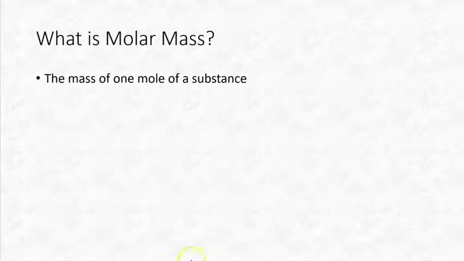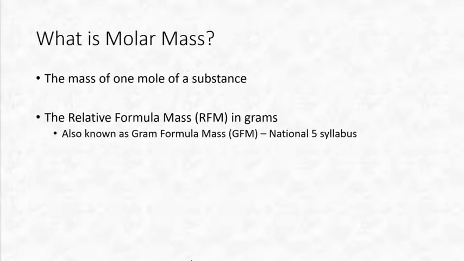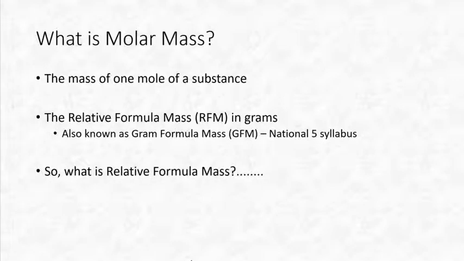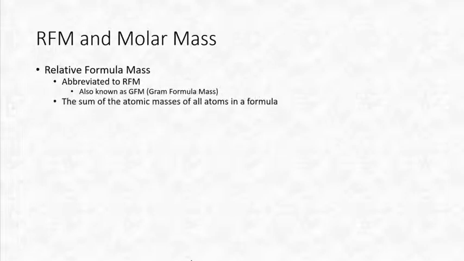So what's molar mass? Molar mass is the mass of 1 mole of a substance. It is the relative formula mass expressed in grams. And relative formula mass is also known as gram formula mass if you're studying National 5 syllabus in Scotland. So what is relative formula mass or gram formula mass? It's abbreviated to RFM, you'll see that quite a bit. It's the sum of all the atomic masses in all the atoms in a formula. So we just add up the relative atomic masses of each atom in a chemical formula.